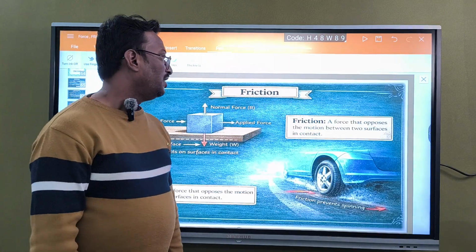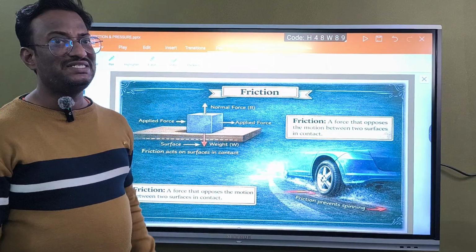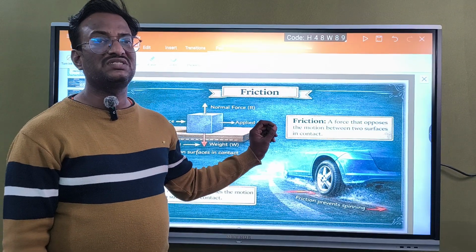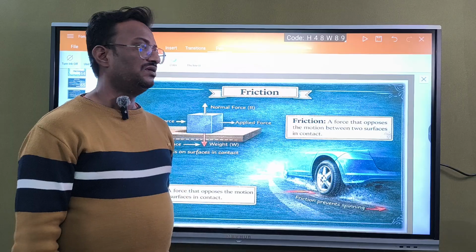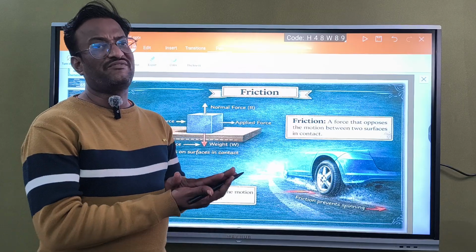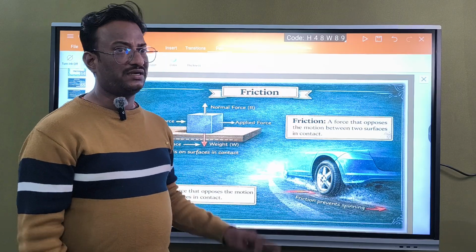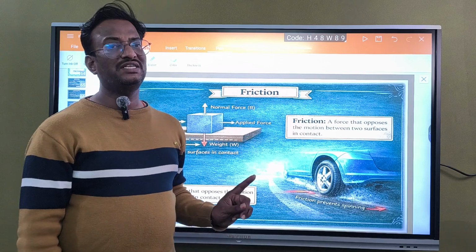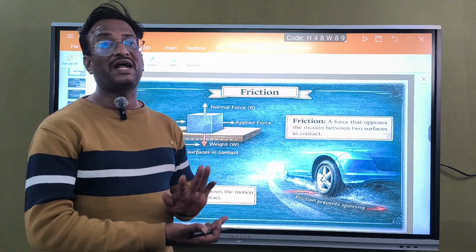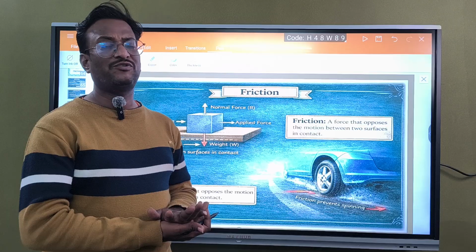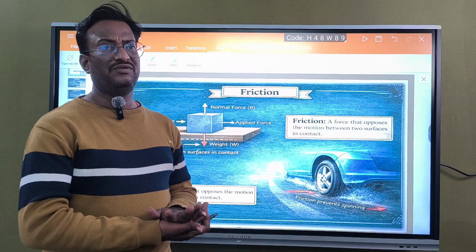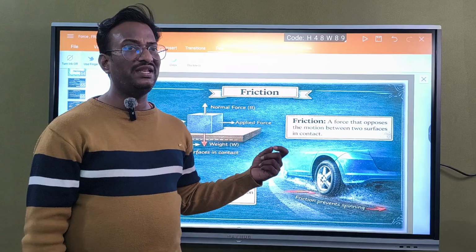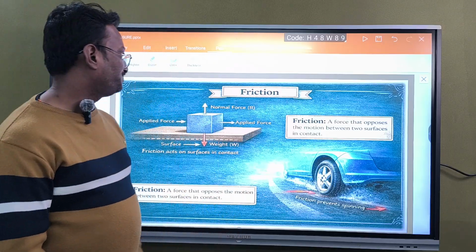Next, what is friction? It is a force that opposes the motion of an object between two surfaces in contact. Friction arises only if there is contact force. In non-contact force, we cannot expect friction. We expect friction only in contact force.